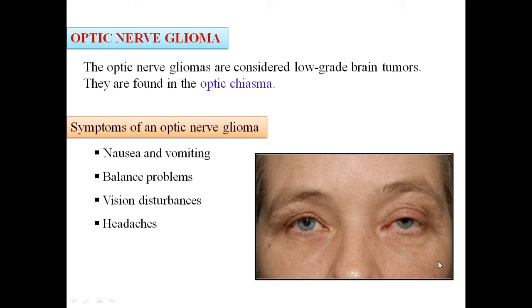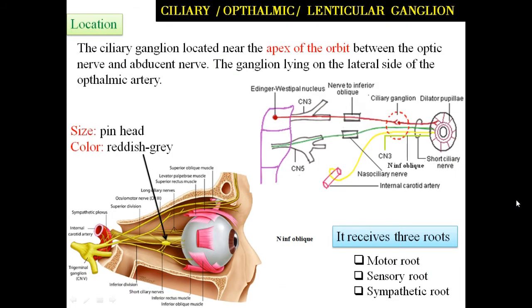Symptoms of optic nerve glioma are nausea, vomiting, balance problems, vision disturbance and headaches. You can see here on the left side of the eye, drooping of the eyelid, and there is a vision problem due to the tumor within the optic chiasma.